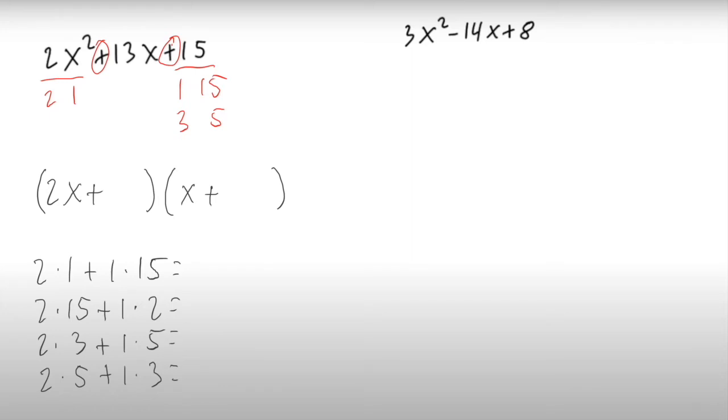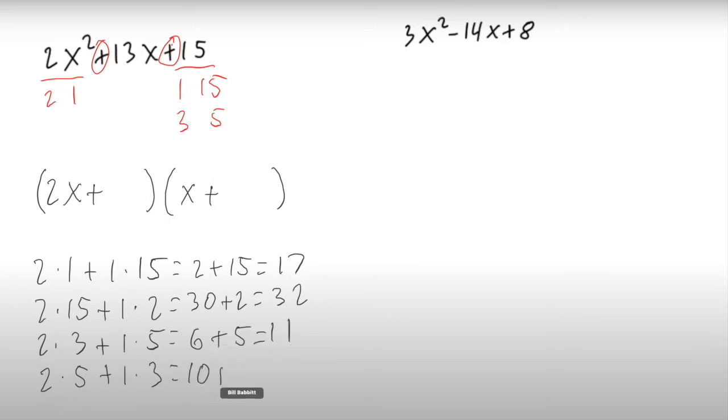So, here we've got 2 plus 15, which is 17. And again, we're looking for it becoming the middle number, which is 13. So here we've got 30 plus 2, which is 32. We've got 6 plus 5, which is 11. And we've got 10 plus 3, which is 13. And so it's the bottom one that works.